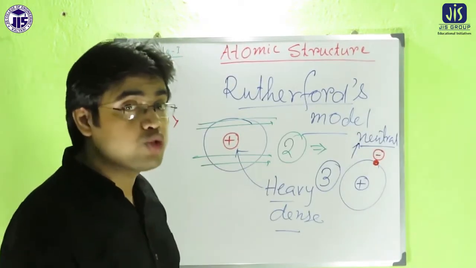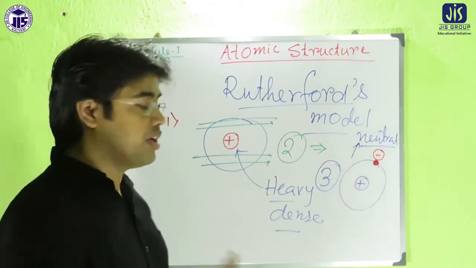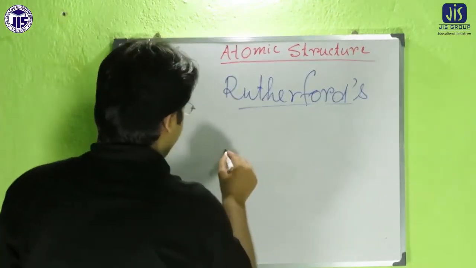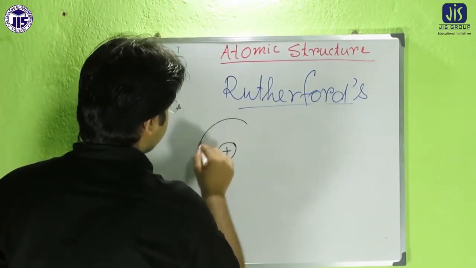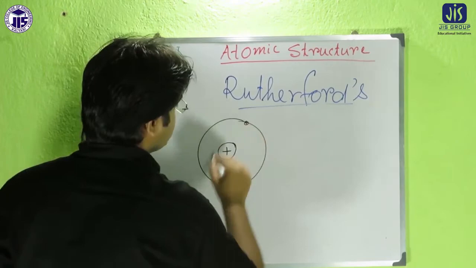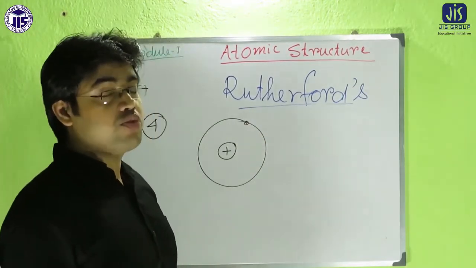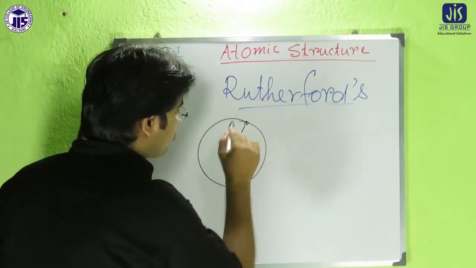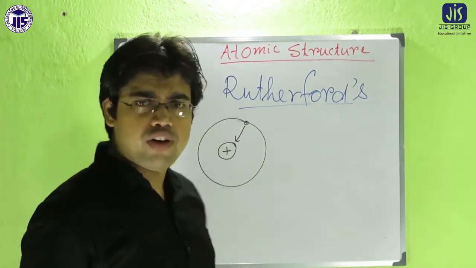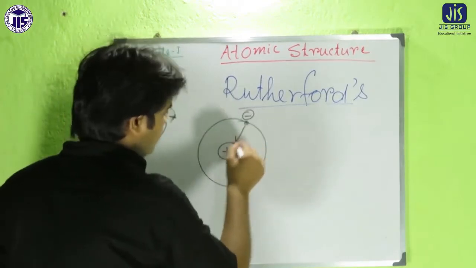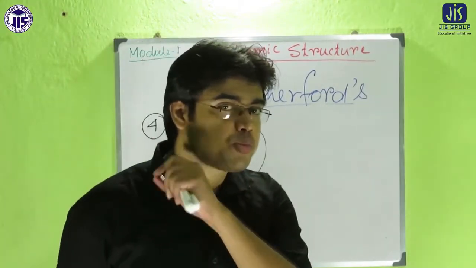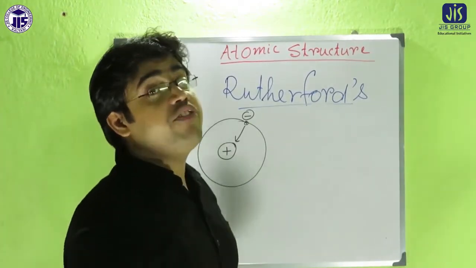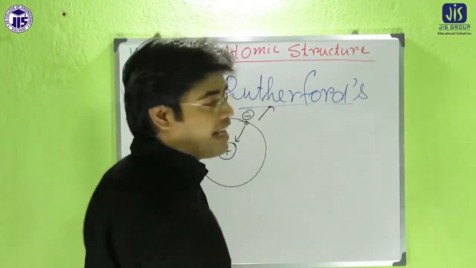Now come to the fourth postulate of Rutherford's model. Rutherford explained the stability of the atom. According to Rutherford, if any electron revolves around the nucleus, then 2 forces act in opposite directions. There is an inward Coulombic attraction force, as all of you know very well, between the negative charge and the positive charge, and there is also a centrifugal force acting in the outward direction.